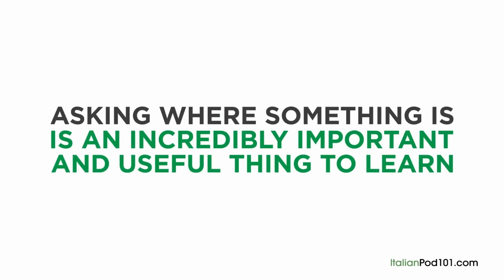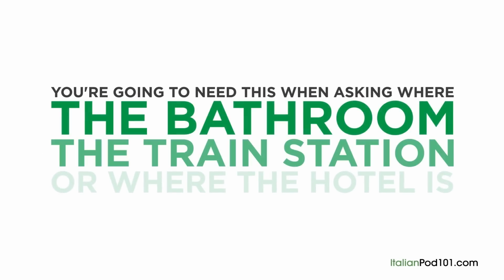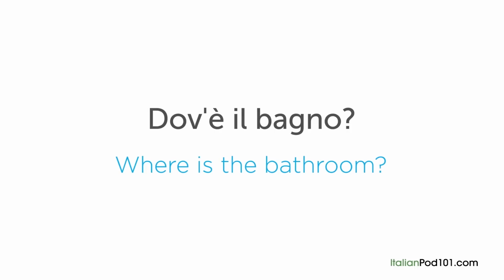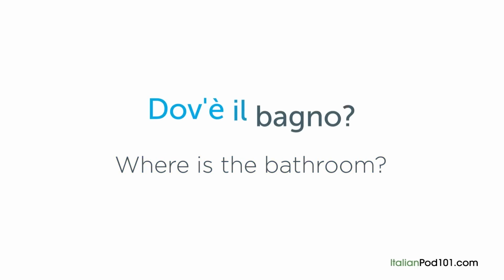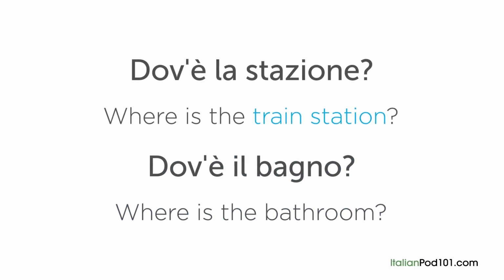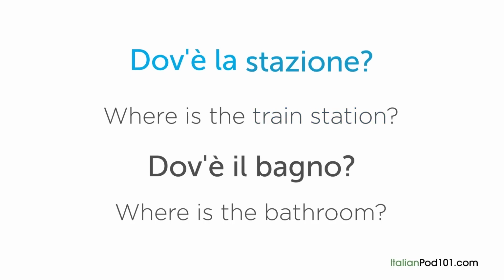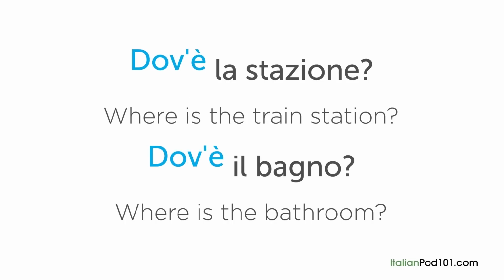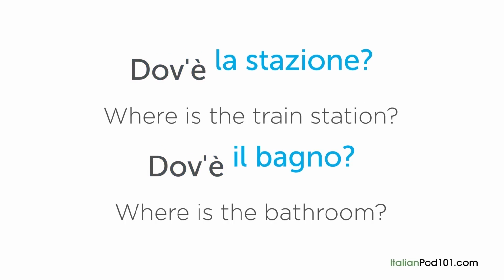Asking where something is is an incredibly important and useful thing to learn. You're going to need this when asking where the bathroom, the train station, or the hotel is. To ask where something is, just say Dov'è? and add the name of the place or location. If you want to ask where is the bathroom, for example, it'd be Dov'è il bagno? For the train station, it'll be Dov'è la stazione? and so on. You can ask where anything is simply by starting with Dov'è? and then adding the name of the place or location.